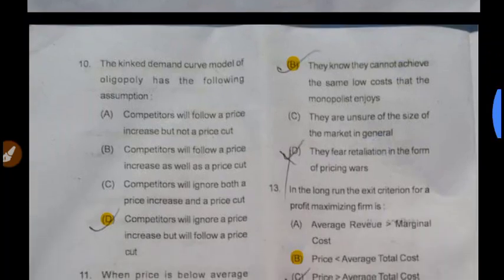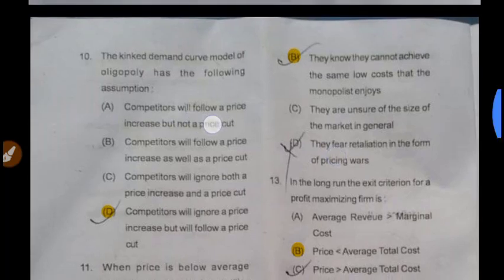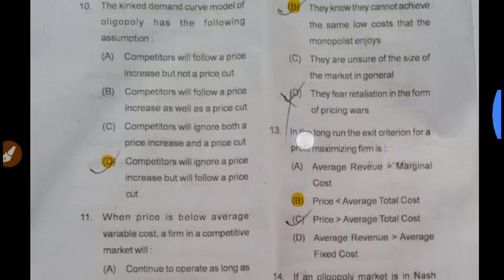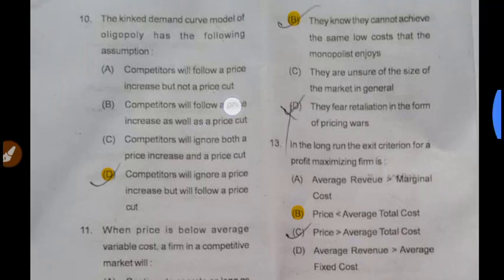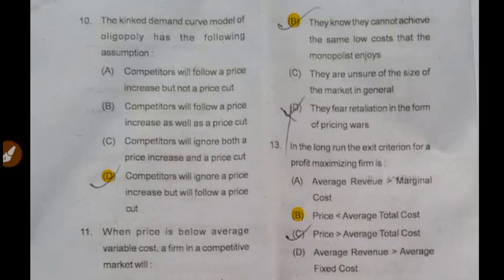The kinked demand curve model of oligopoly has the following assumption. Number 1, competitors will follow a price increase but not a price cut. Number 2, competitors will follow a price increase as well as a price cut. Number 3, competitors will ignore both a price increase and a price cut. And number 4, competitors will ignore a price increase but will follow a price cut. So here the correct answer is D, competitors will follow a price cut but not follow a price increase.